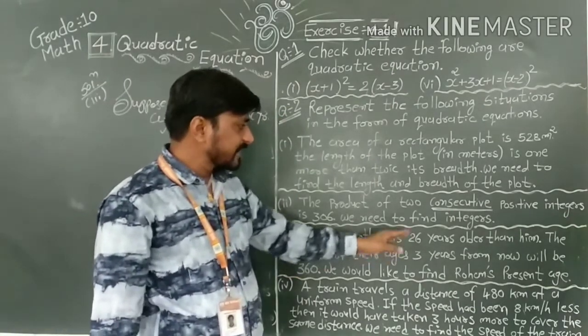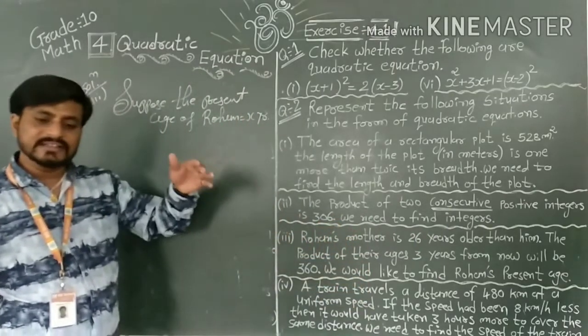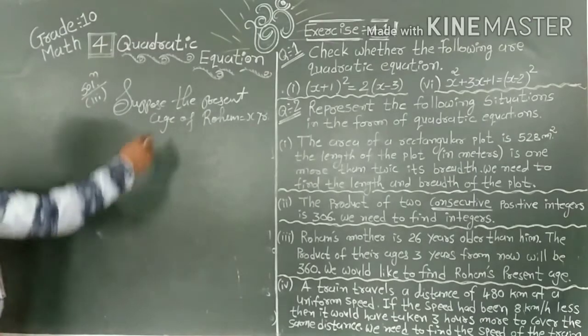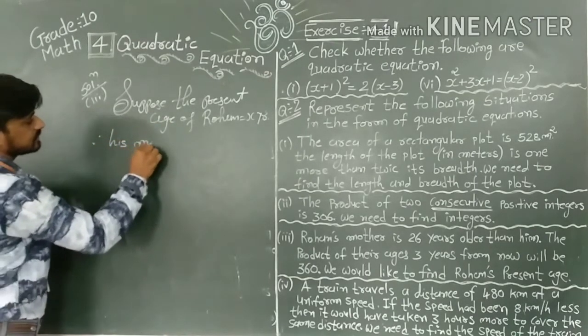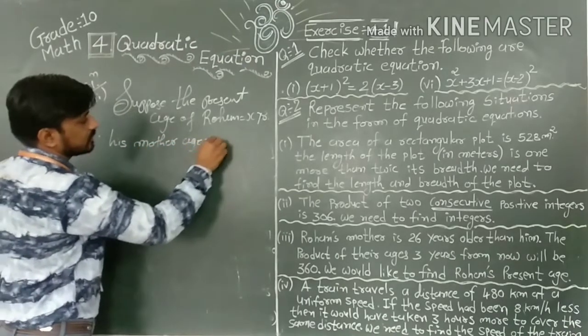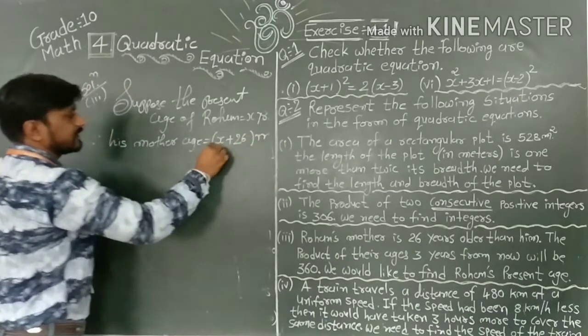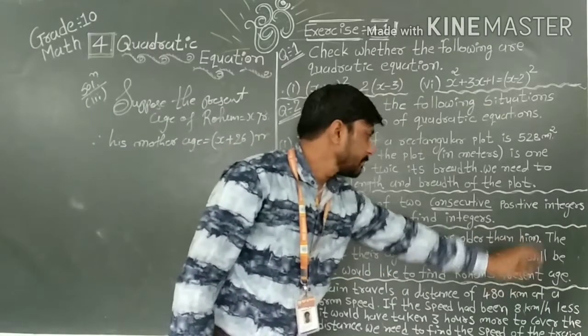Rohan's mother is 26 years older than him. So, Rohan's mother's age is equal to x plus 26 years, because his mother is 26 years older than him.